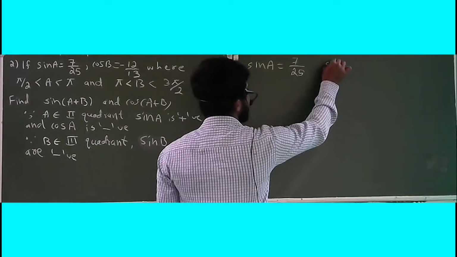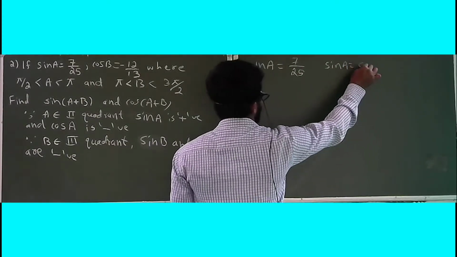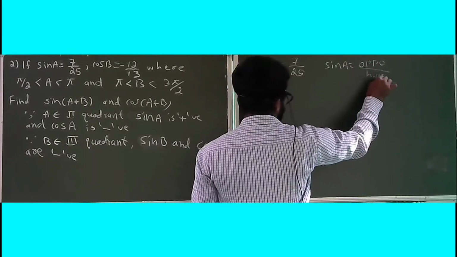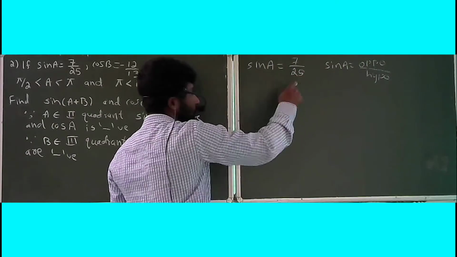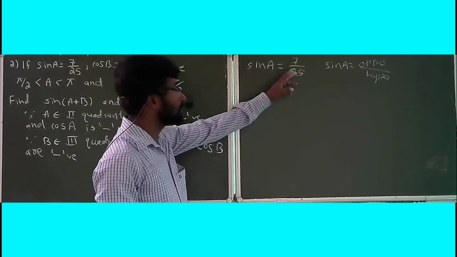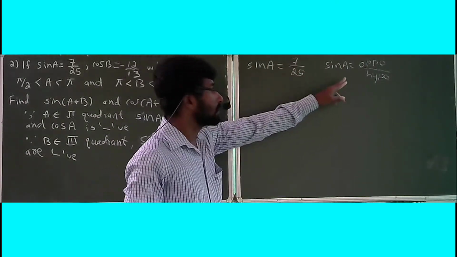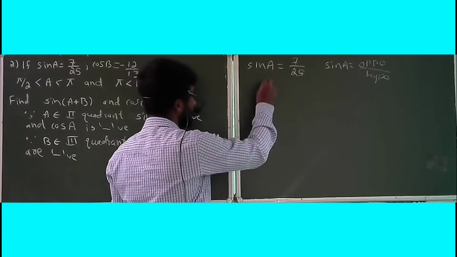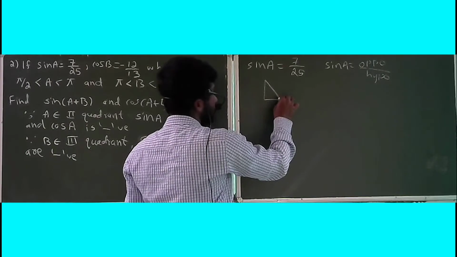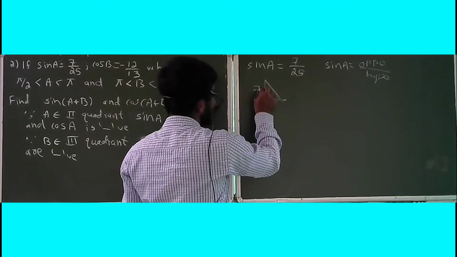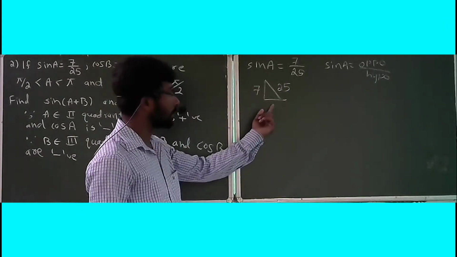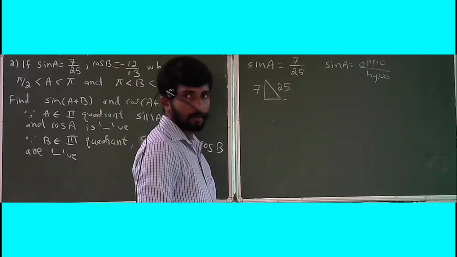We know sin A is equal to opposite divided by the hypotenuse. If you observe this, what's the value of opposite? Opposite length is equal to 7 units. Hypotenuse length is equal to 25 units. Draw the triangle. See, opposite is equal to 7 units. The hypotenuse is equal to 25. You need to find the adjacent value.